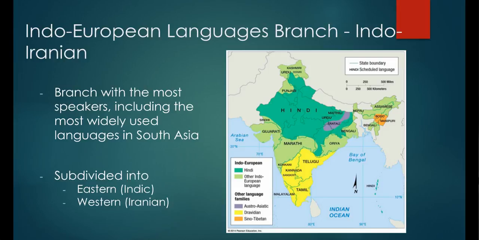language family. The first one we're going to look at is Indo-Iranian. The Indo right here should give you a very strong clue that it's going to be in India. This is usually used in South Asia. Again, they are subdivided between Indic and Iranian. Remember, Indic is going to be in the east, Iranian is going to be more on the west.